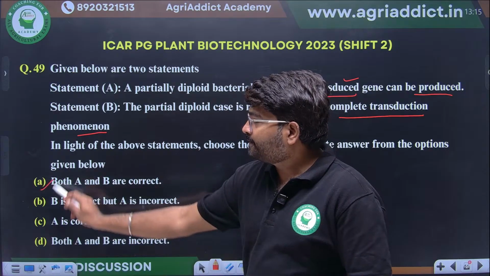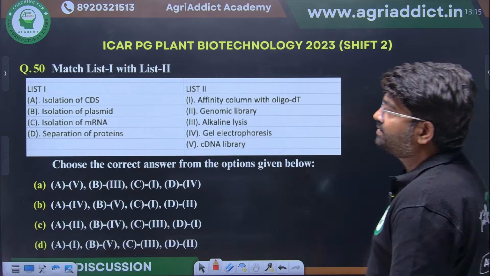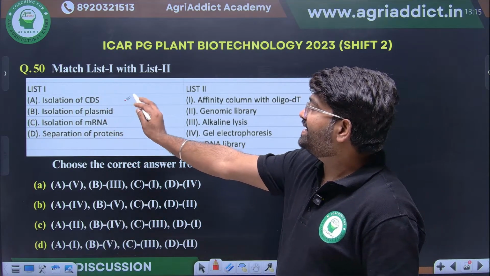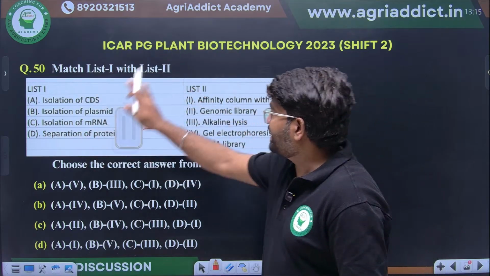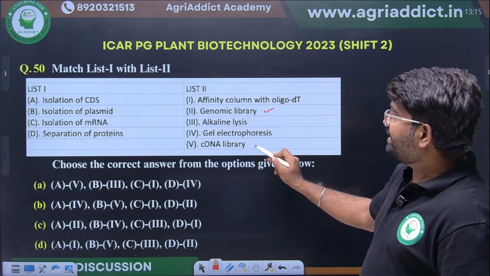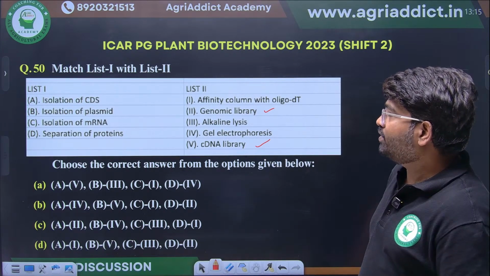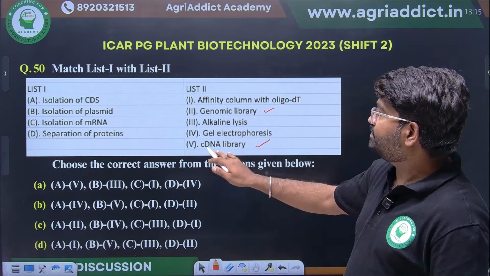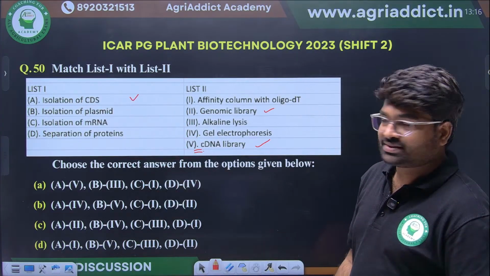Okay. This is another important thing you have to read. Isolation of, they have given different techniques. Isolation of CDS, plasmid, mRNA and proteins they have given, and they have asked to match these. Among them, you see genomic library is there, cDNA library is there. CDS sequence means what? That is coding sequence. Correct. Coding sequence will always come in cDNA library. So 5 will come.